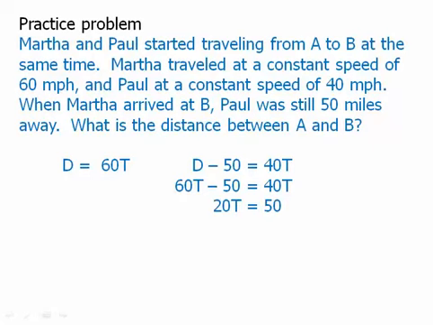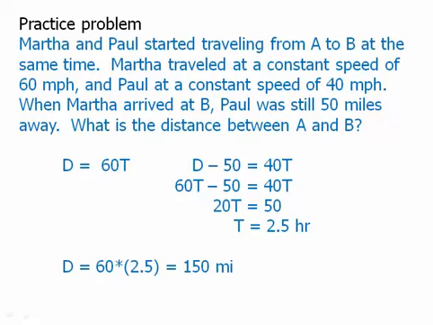Solve for T, divide by 20. We get time equals 2.5 hours. So the distance is how far someone would travel at 60 miles an hour in 2.5 hours. And of course, that would be 150 miles. That's the distance.